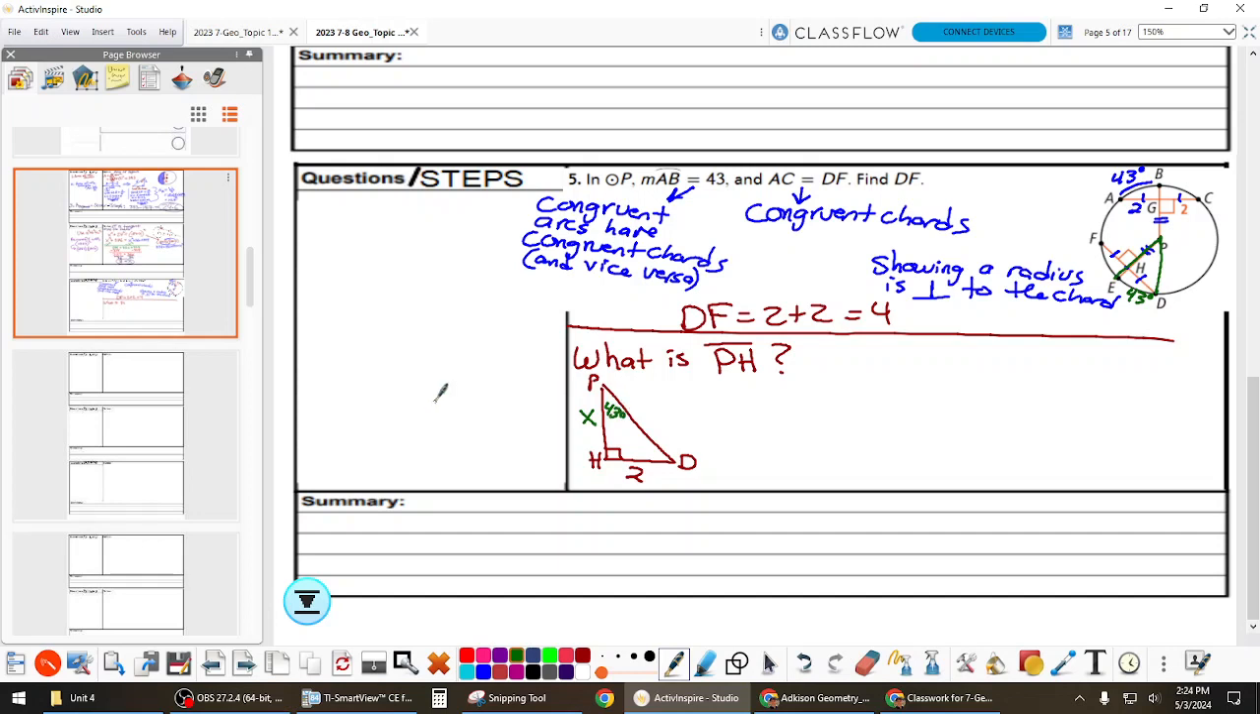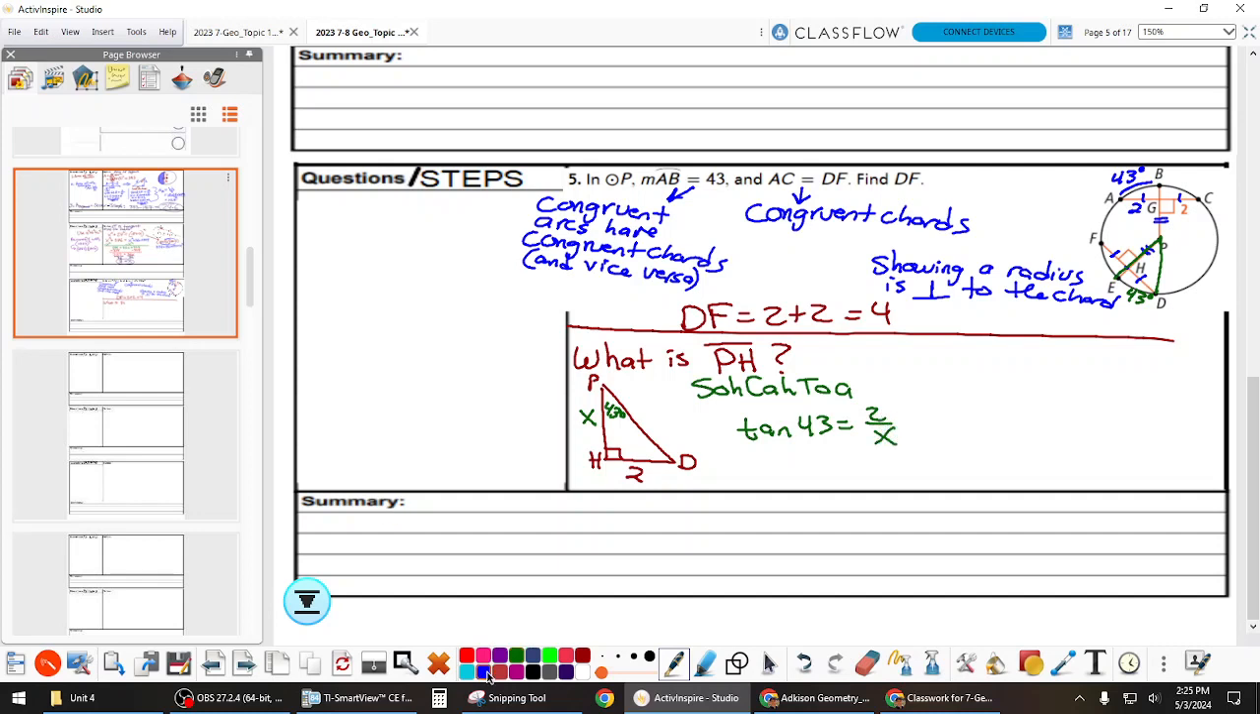So how do we solve for X? Oh, we can use law of sines. Law of sines or SOHCAHTOA. Which SOHCAHTOA? Like which of the SOHCAHTOAs? So tangent. Tangent, yep. From 43, we have 2 and x, which are opposite and adjacent. So tangent of 43 equals 2 over x.